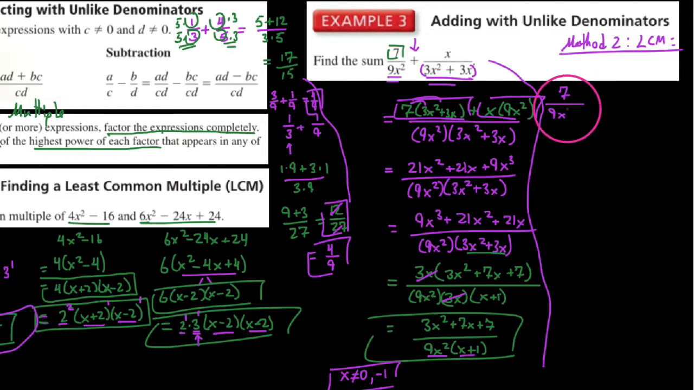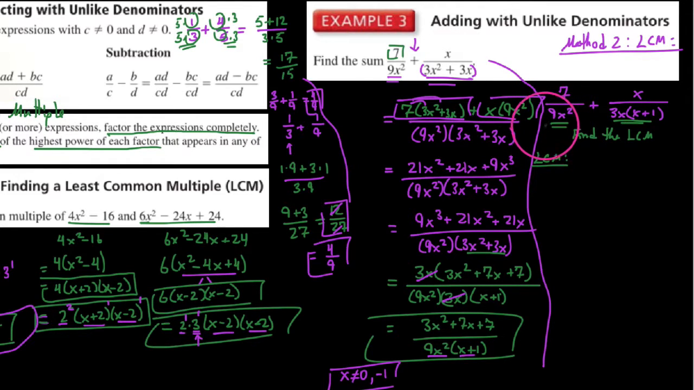So we have 7 over 9x squared plus x over, and what I'm going to do is factor out both denominators completely. Once we get these two factored, what we're going to do is find the LCM between these two expressions. So the LCM, we want to start by listing this here. We're just going to go through and say what's the highest power of each factor in the product.